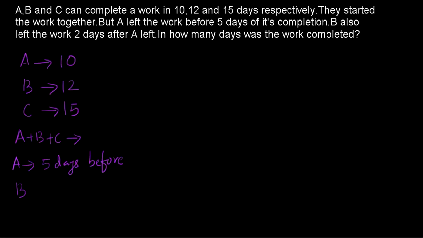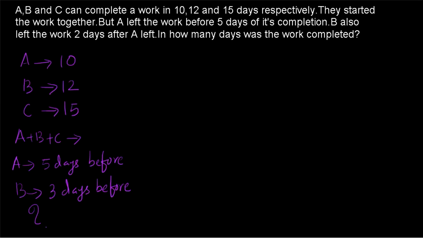And B is leaving the work 2 days after A left. That means B is leaving 3 days before the work is completed. A is leaving 5 days before and B is leaving 2 days after A left. So we can say B is actually leaving 3 days before the work is completed. So in how many days will the total work be completed? So that's the given question.